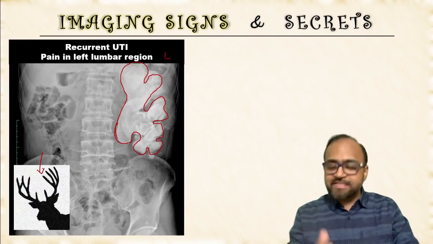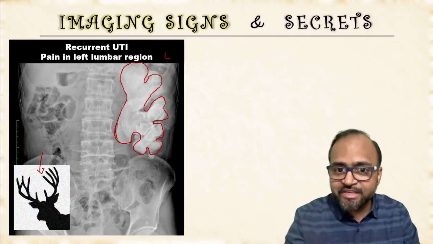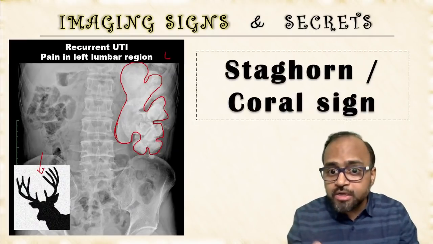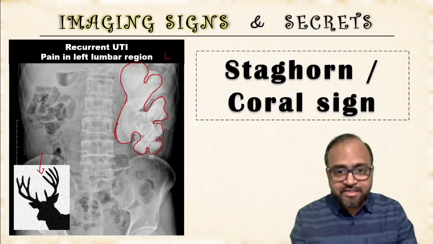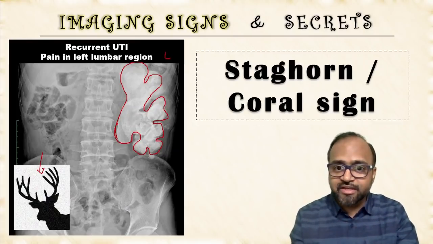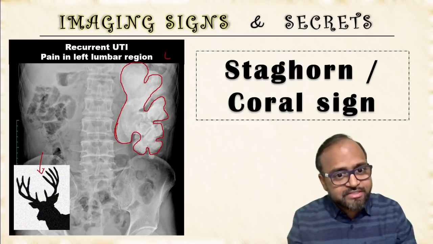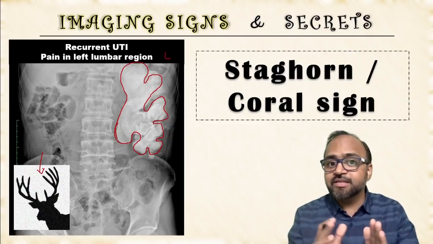So what is this called? Yes, you are right. This is given the name of a sign or appearance. This is what is called the staghorn appearance, or coral sign, or staghorn sign, seen in staghorn renal calculi. Right? So this is the classical spotter that I want you to recognize. This is the sign, this is the appearance.